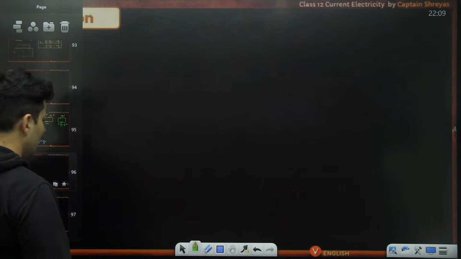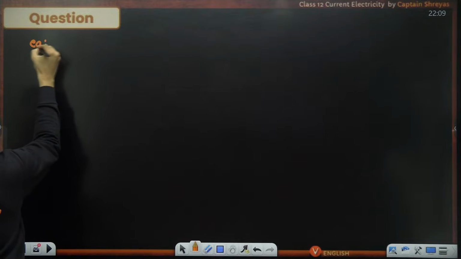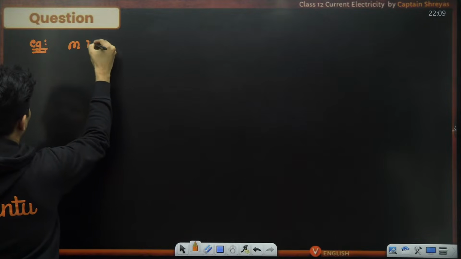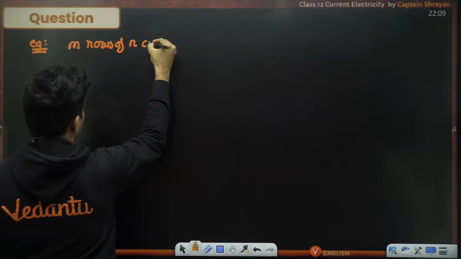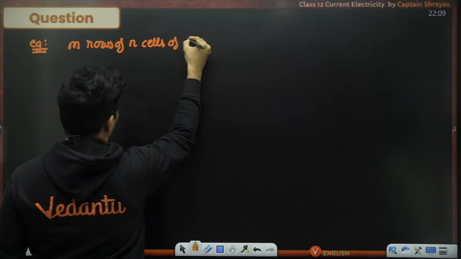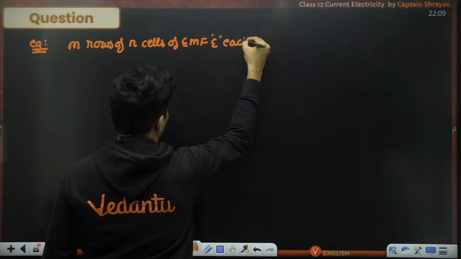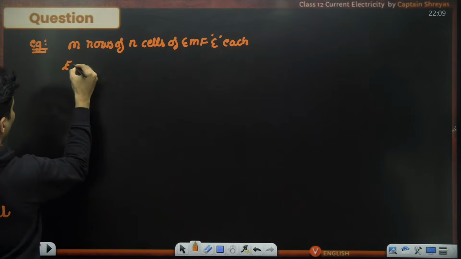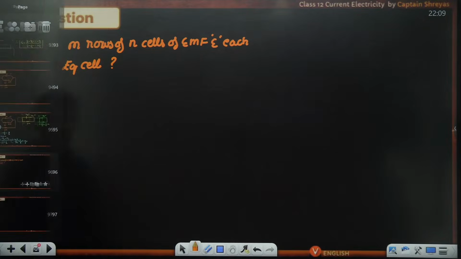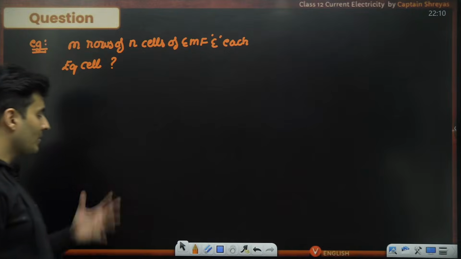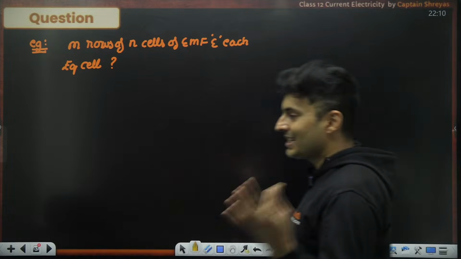So I'll do one more question. Crazy question, sir. Okay, let's do. Example. There are m rows of n cells of EMF E each. The equivalent cell is what? What is that equivalent cell? This is crazy. There are m rows of n cells each.